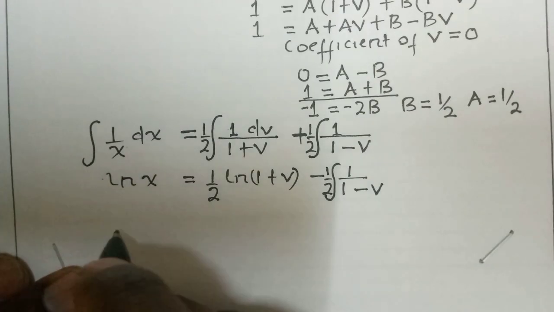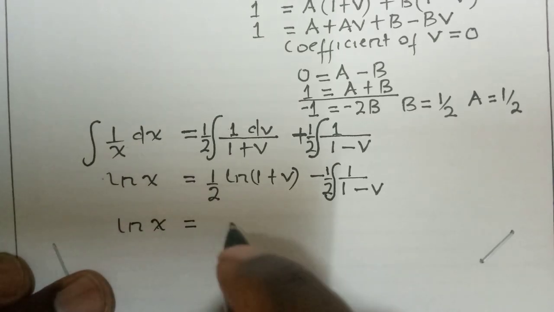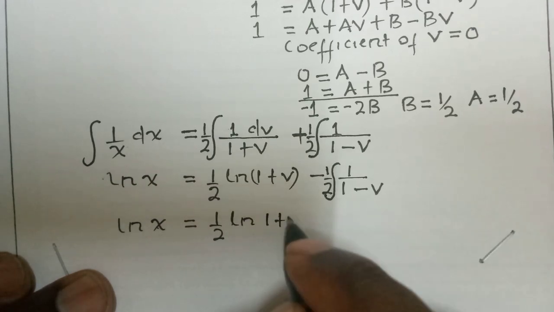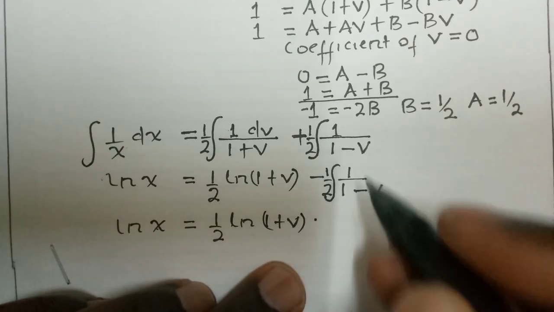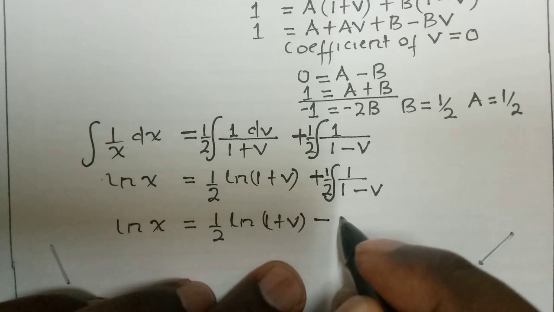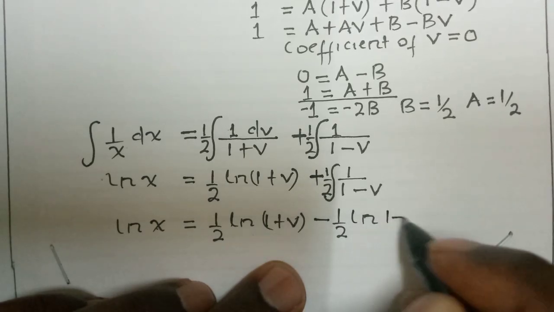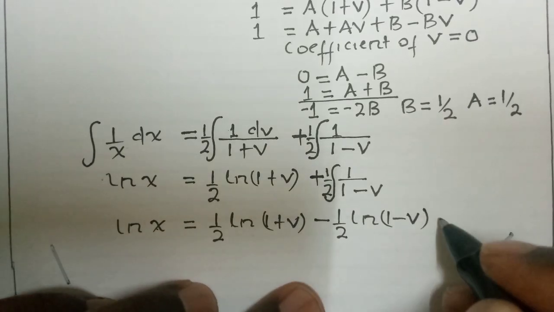So all of it now guys is going to be ln x equals to a half ln 1 plus v. For this one, this was plus, this is going now to be minus a half ln 1 minus v, like that. Of course guys, plus a constant.